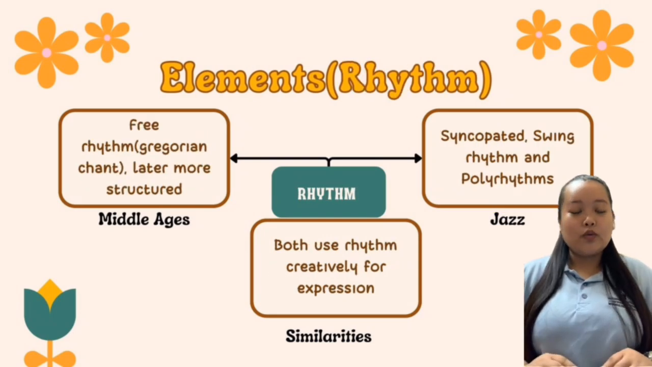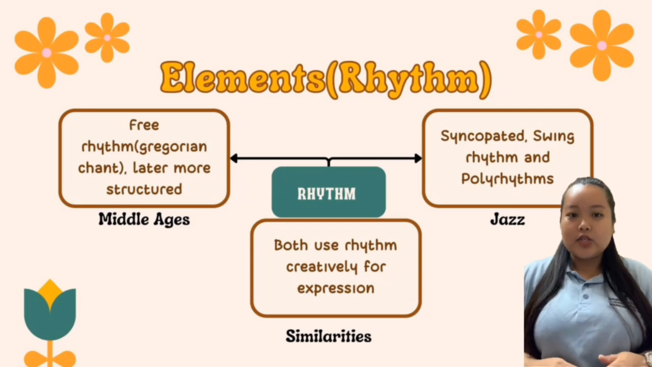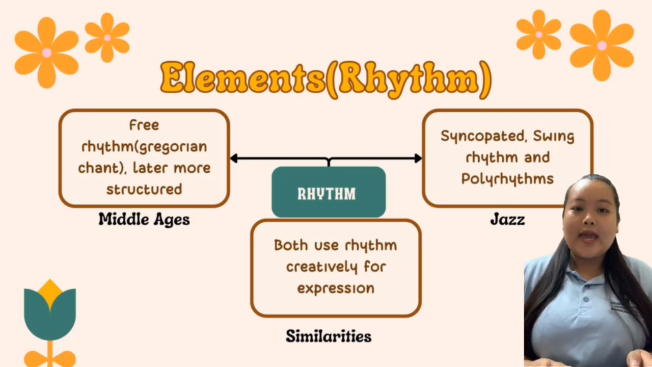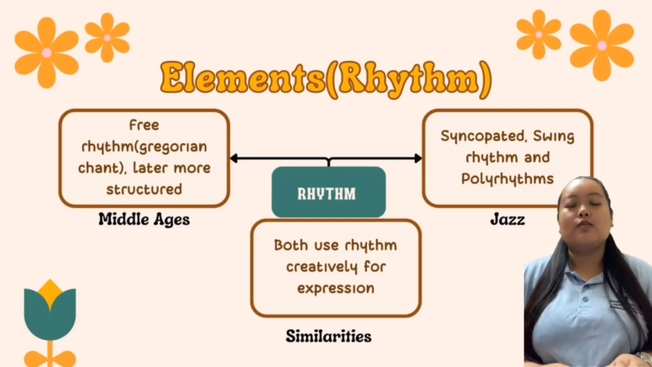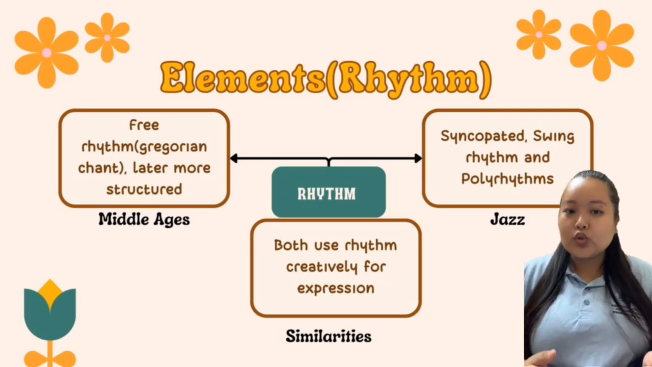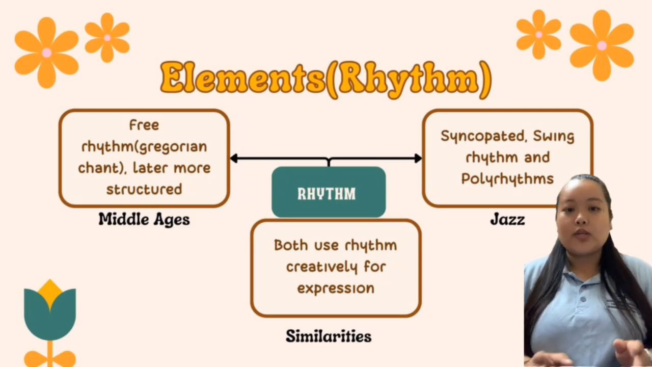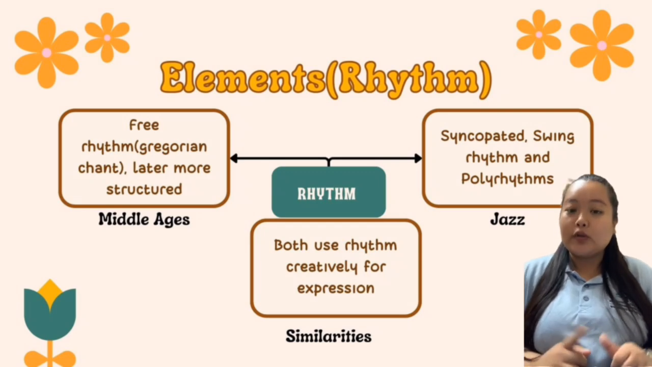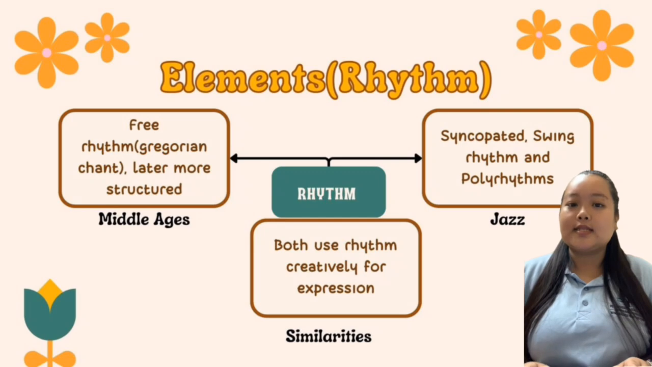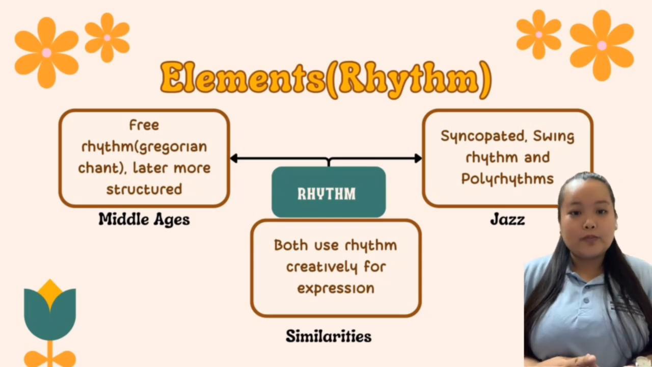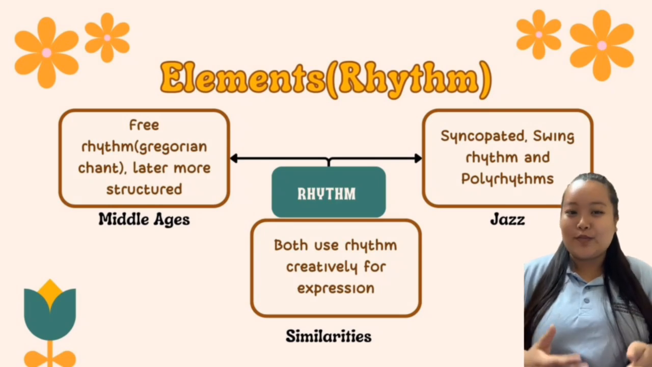And next we move to the rhythm. In the Middle Ages, rhythm was often free and unmeasured, especially in the early period. As music developed, more structured rhythmic modes appeared, especially in the motet and organum. In contrast, jazz has a strong and syncopated rhythm, often based on swing and groove. It is more energetic and expressive.